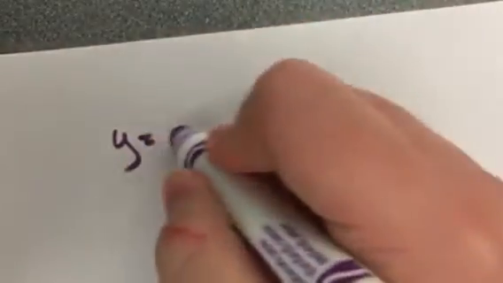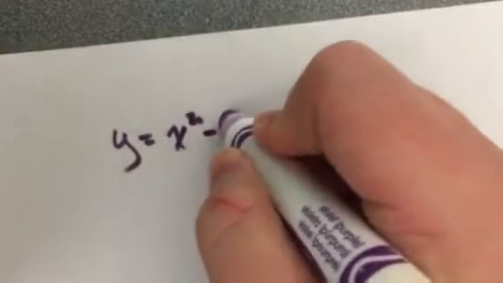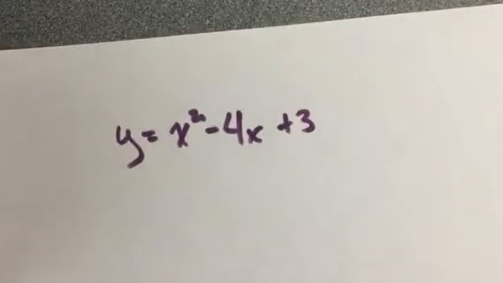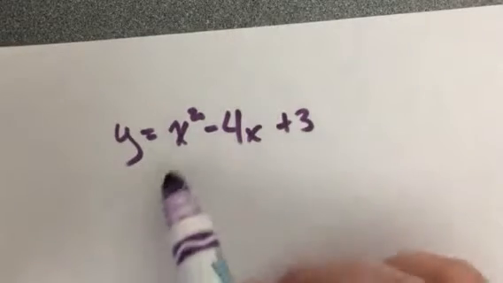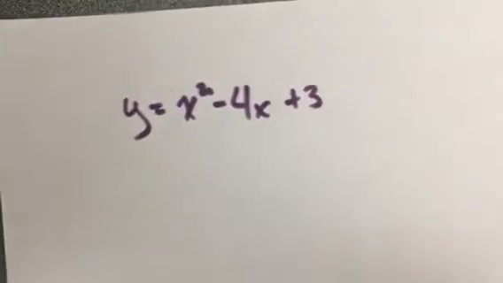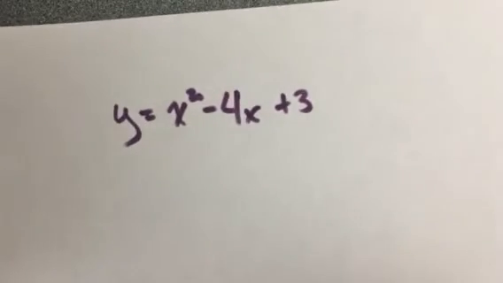All right, so let's say we have the equation y equals x squared minus 4x plus 3. This is a quadratic equation. Remember, it has that x squared, so that makes it a quadratic. First thing we want to do is identify the y-intercept.